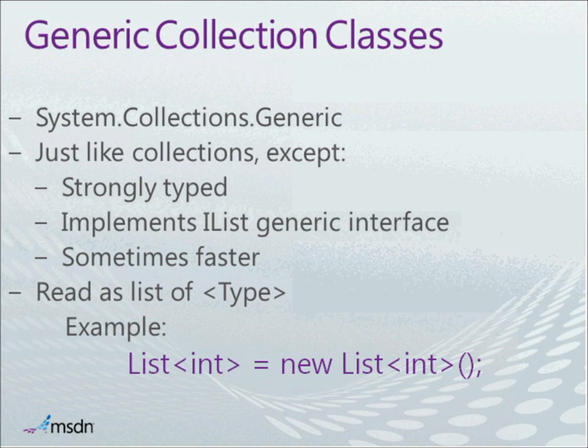Well, with a generic object, because we've already checked the type during compile time, none of this boxing and unboxing has to occur, and that therefore makes the generic collection classes faster.